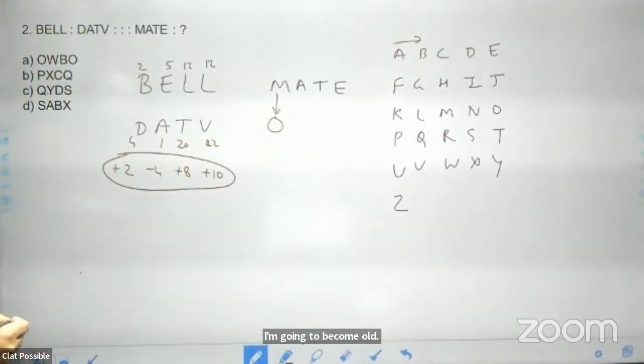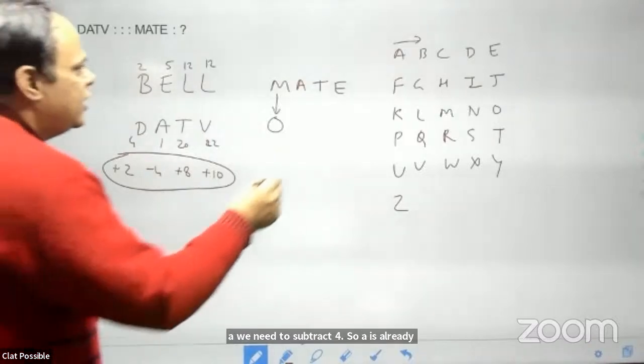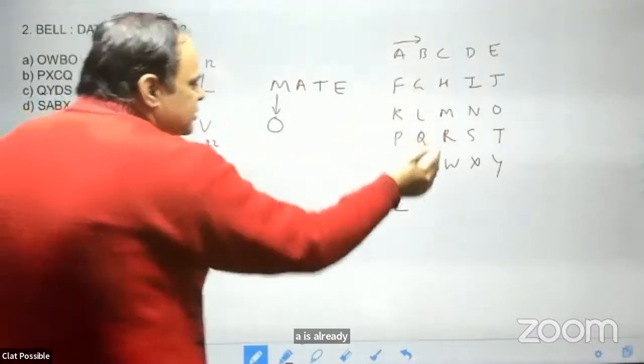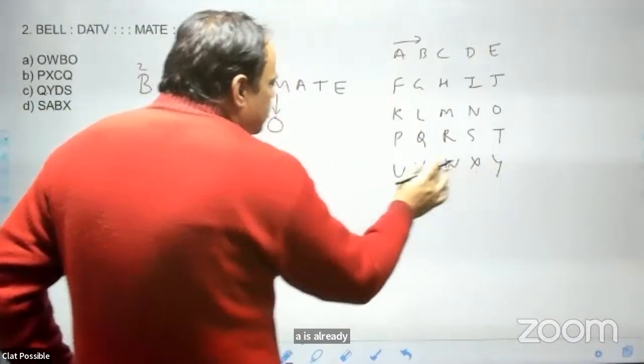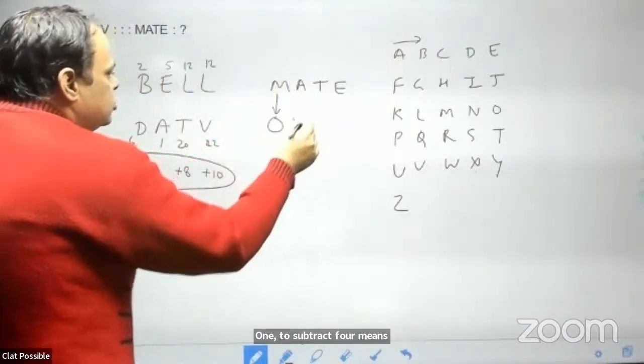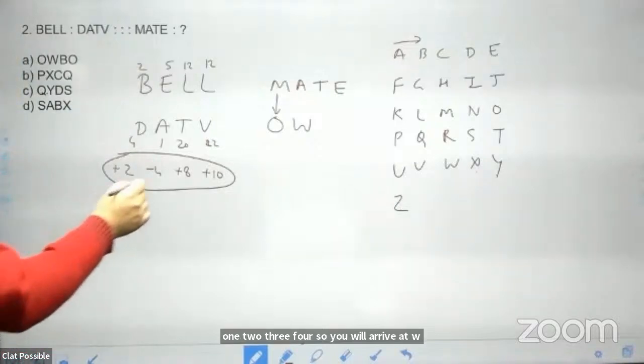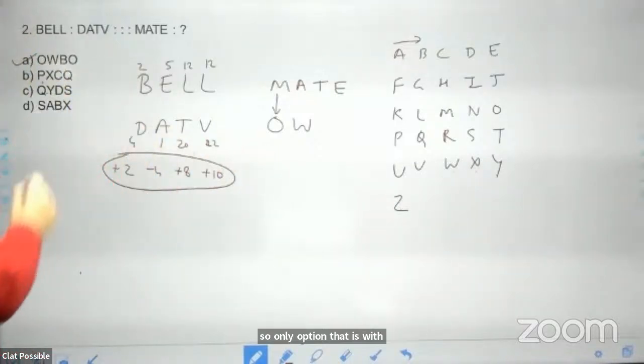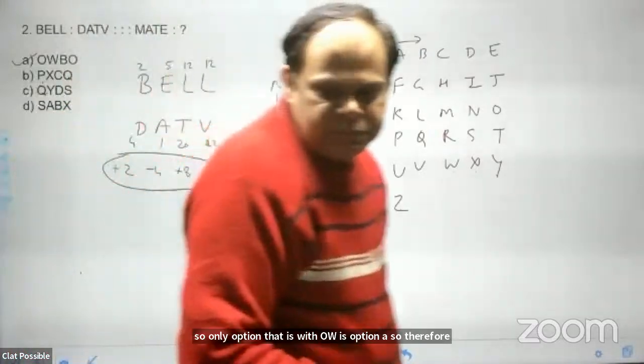A is already 1. So subtract 4 means 1, 2, 3, 4. So you will arrive at W. So the only option that has OW is option A. So therefore A is the right answer.